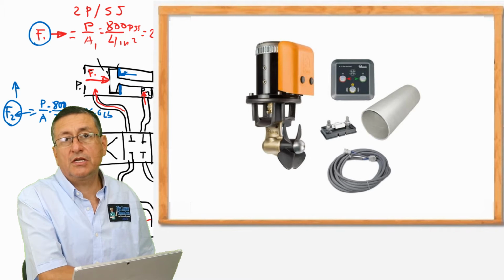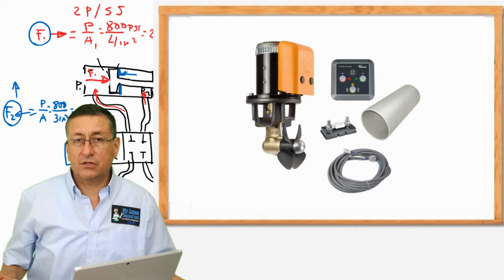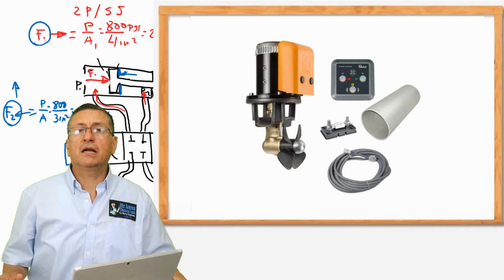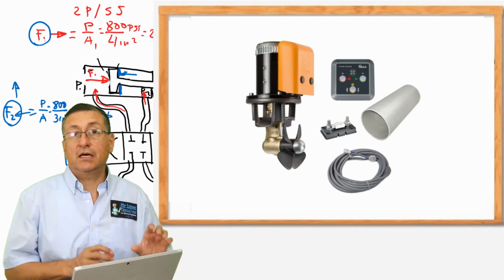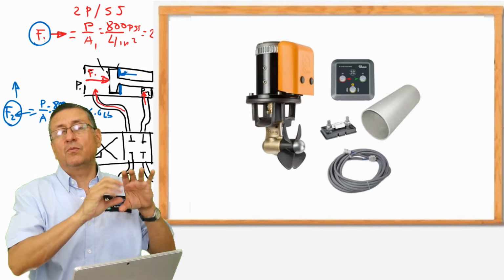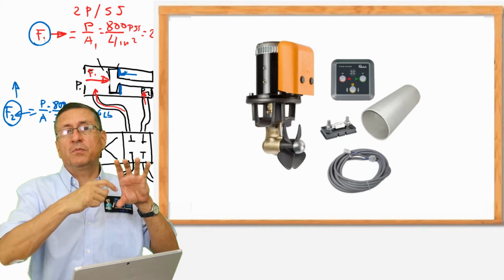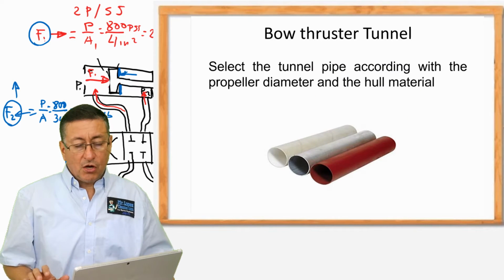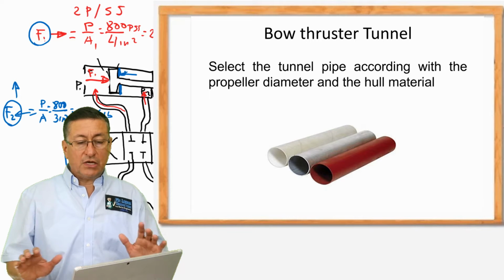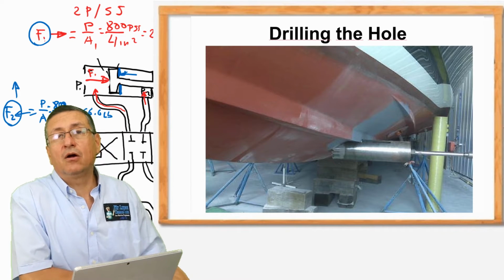It's a special material, and I recommend that you verify the tunnel, verify that the propeller that comes with the kit is the appropriate diameter according to the tunnel, and verify that when the propeller is spinning, it spins free inside of the tunnel. Okay, and right now you select the tunnel, and we are ready to make the hole.